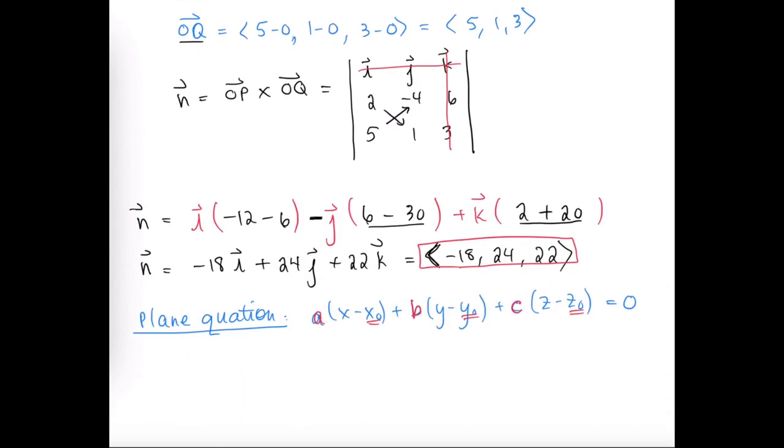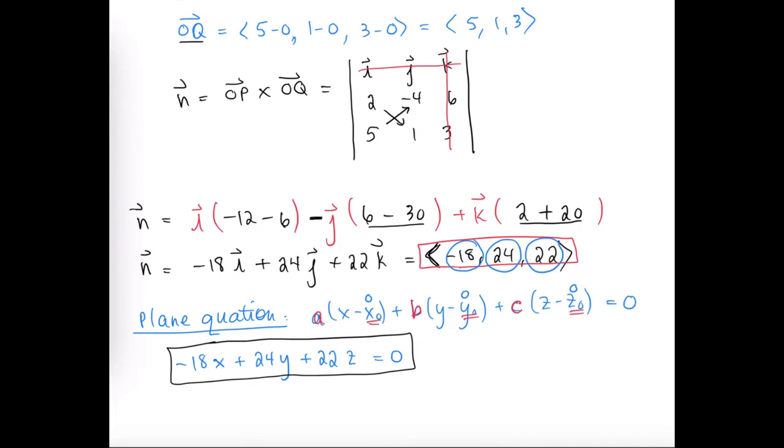So then we'll say negative 18 is the x component of my normal vector, times x minus x naught. Well, if we're using 0, 0, 0 as our ordered triple here, then we're just going to have negative 18 times x here, plus the y component of my normal vector is 24 times y minus 0, which is just going to be y, plus the z component of my normal vector, which is going to be 22, times z minus 0, which is just going to be z. And this is the equation of the plane that passes through those 3 ordered triples.